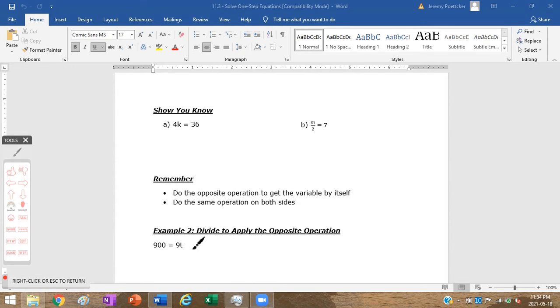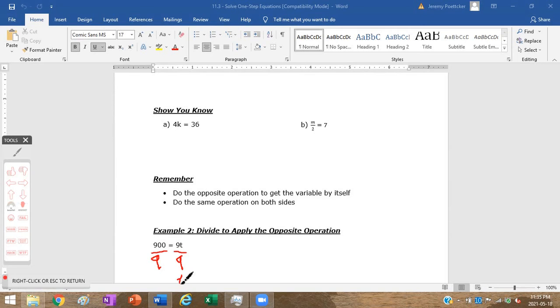All right, so let's take a look here. We're going to apply the opposite operation. 9 times some number is equal to 900. So I am going to divide both sides by 9. Now this side here, the dividing by 9 is not pointless, but it's a really easy thing because what we're actually doing is just getting rid of the 9. Because what is 9 divided by 9? Well, it's 1. And 1 times t is simply t. So I'm left on this side of my equation with simply t.